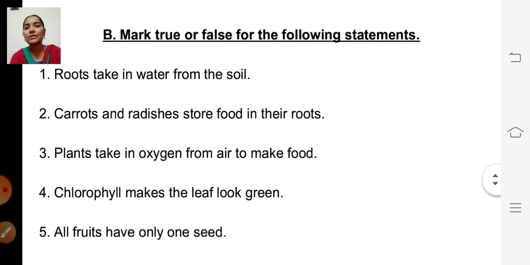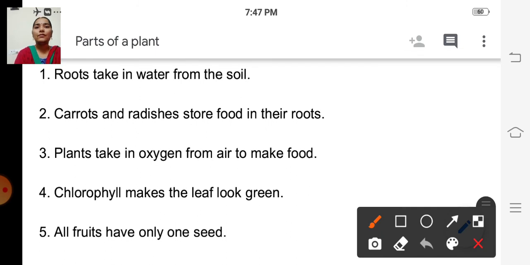Okay. The next one, true or false. First question, roots take in water from the soil. Roots take in water from the soil. Is it true or false? True, isn't it? It takes minerals and water from the soil.